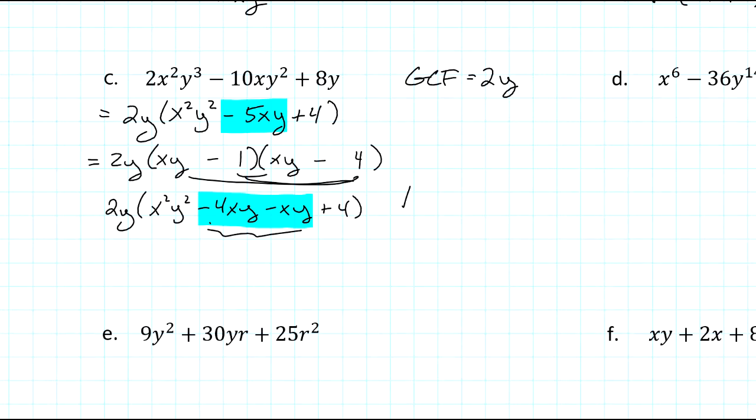And so we're done. And when I say we're done, I mean this is the final answer. That next line was just a check to make sure that worked, because the xy minus 1 and the xy minus 4, you can't factor those any further. Those are completely done there.